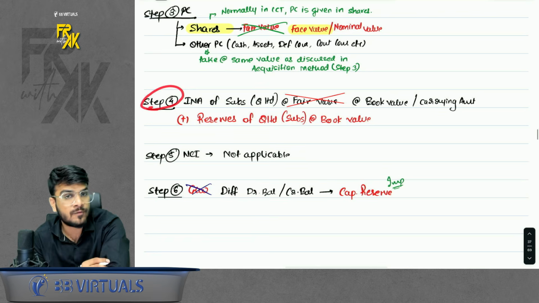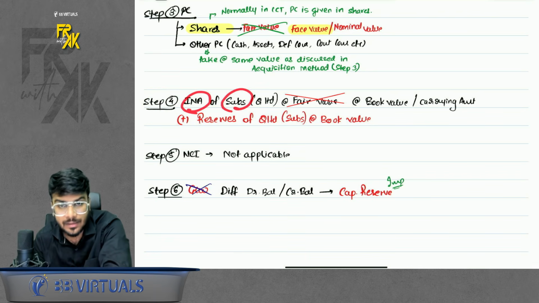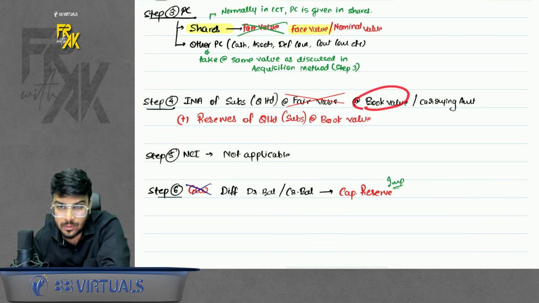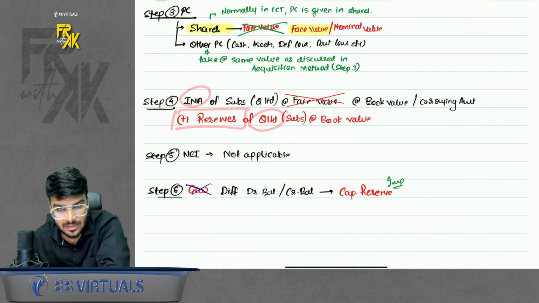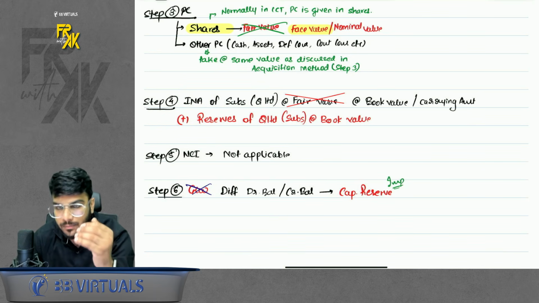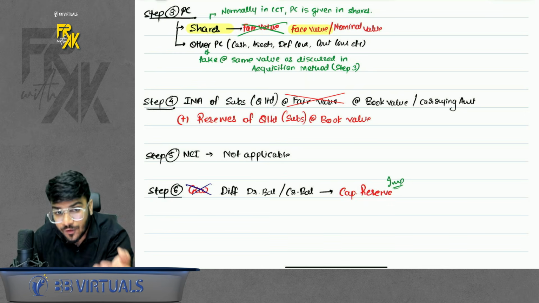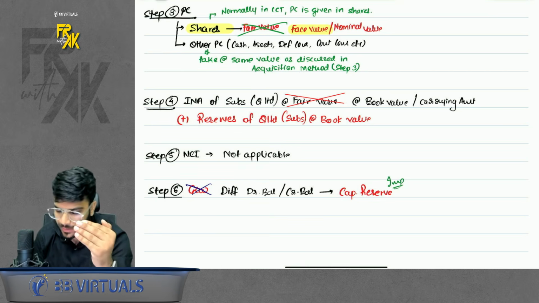Apart from this, step number 4, INA of subsidiary. When you take over the INA of subsidiary, at what value will you take over? You will take over at book value. Along with the INA of subsidiary, you will take over one more thing, that is reserves of the subsidiary. So in common control, we issue the shares at nominal value. We take over INA and reserves both at book value.